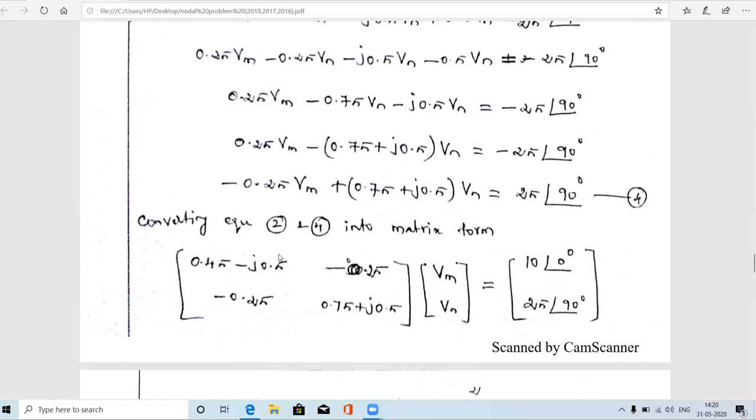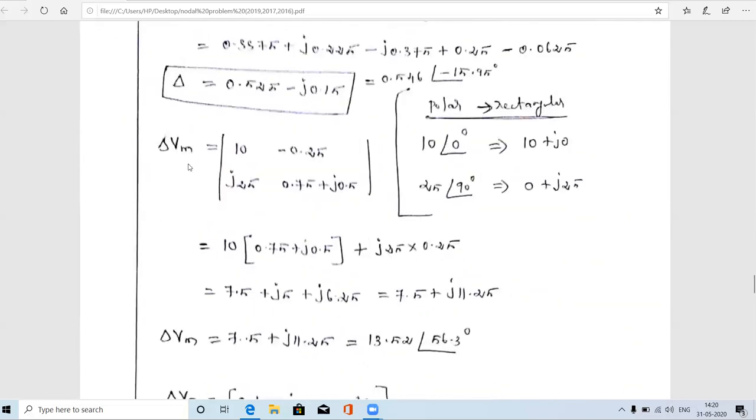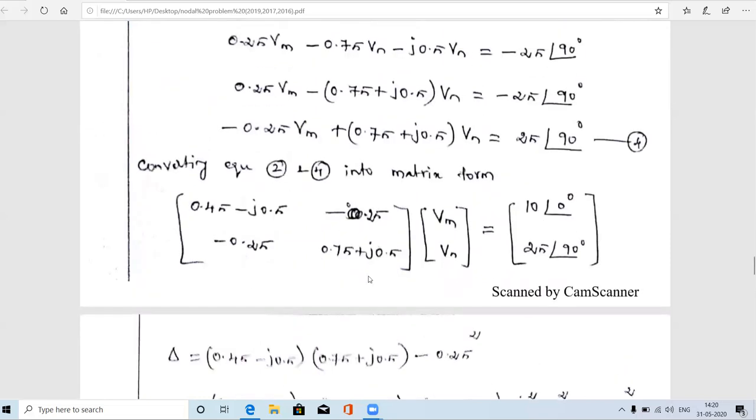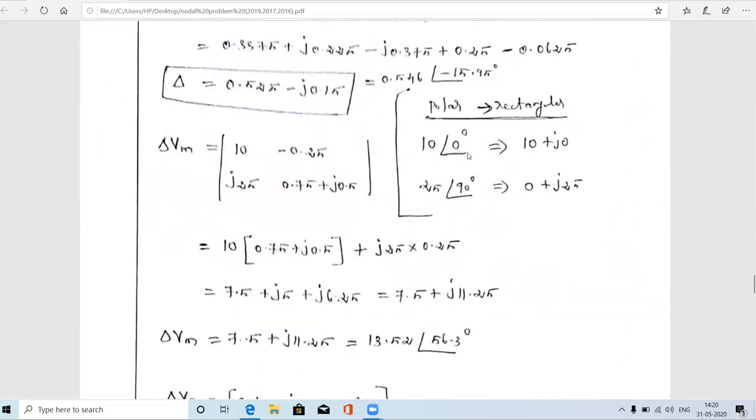So what is del Vm? Replace the first column by these constant values. Before calculating this del Vm, first we have to convert. You see this matrix: in this, the data are in rectangular coordinates, but these two constants are in polar coordinates. First you convert these polar into rectangular. If you convert 10 with angle 0, polar to rectangular, we will get 10 plus j0. That is simply 10. Similarly, 25 with angle 90 degrees can be converted into rectangular: 0 plus j25. That is simply j25.